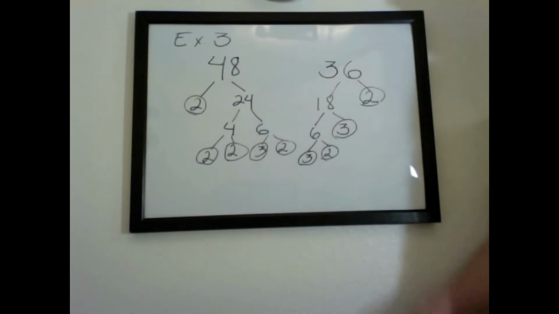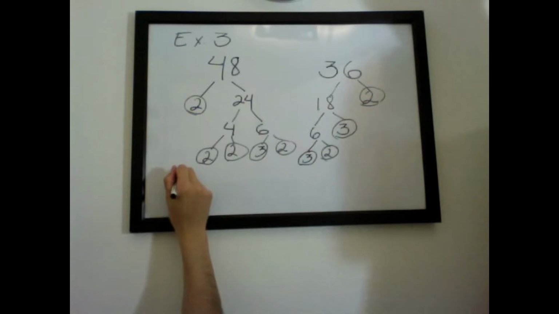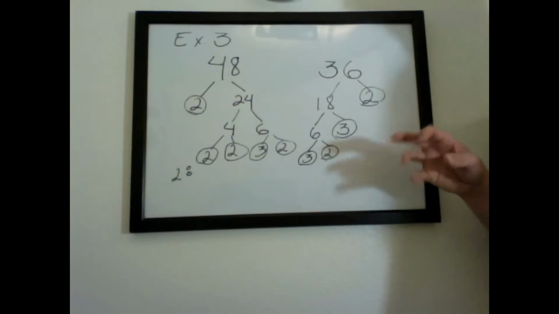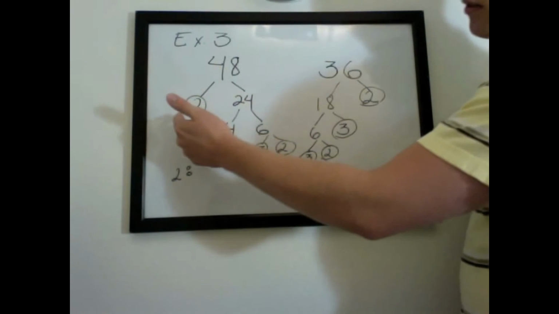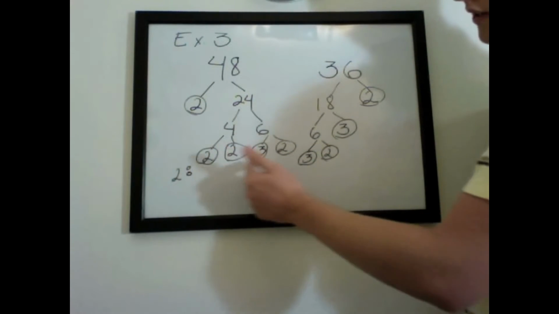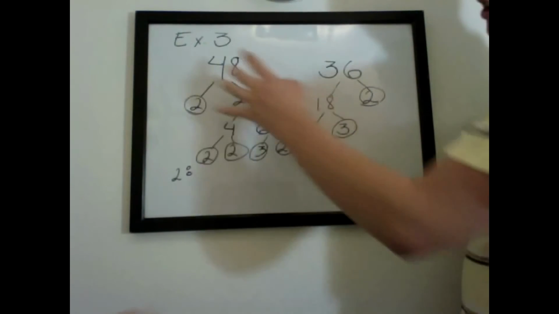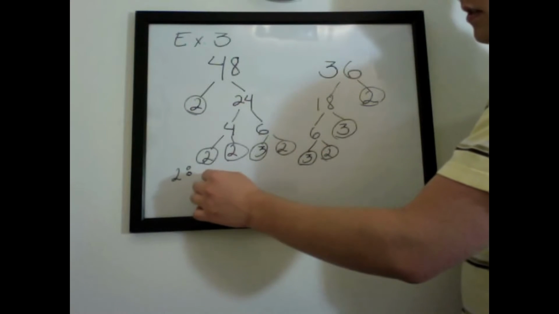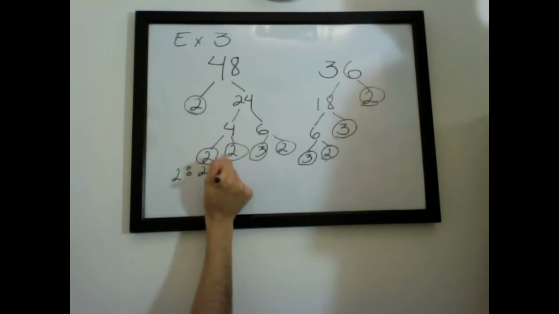Okay, now we're going to look at both trees. Let's start with 2, because that's the lowest prime number that we have. We're going to look at both trees and see which one has more of that prime. Now, let's count here. 1, 2, 3, 4. 4 in this tree. 1, 2. There's only 2 in here. So this one has the most. So, 4 2's right there.